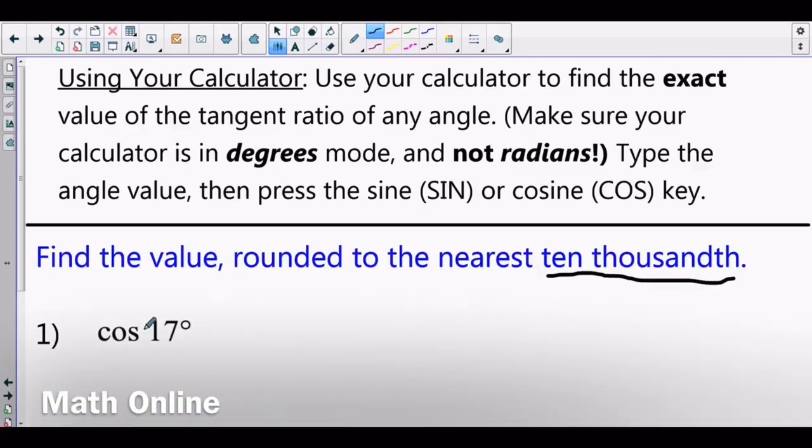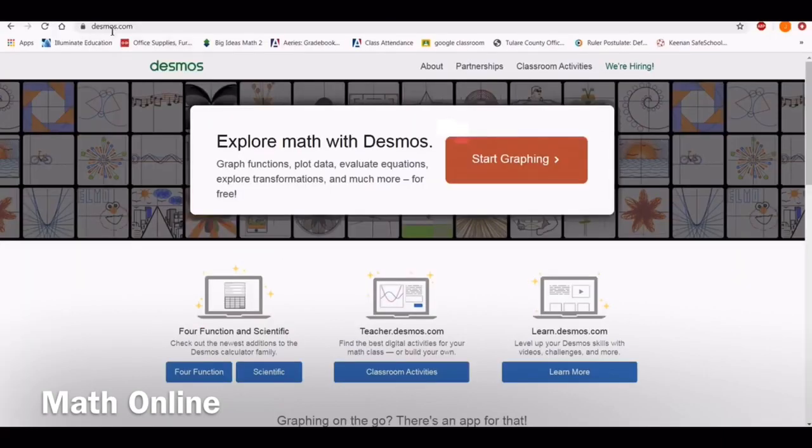So here we go. Cosine of 17. What is that equal to? What is the value of cosine of 17 degrees? What we do is go to our calculator. I already have it on desmos.com, as you can see. Here's the link, Desmos on the top. I'm going to highlight it, desmos.com. There it is. That's where you go. It's going to take you to this page, right?